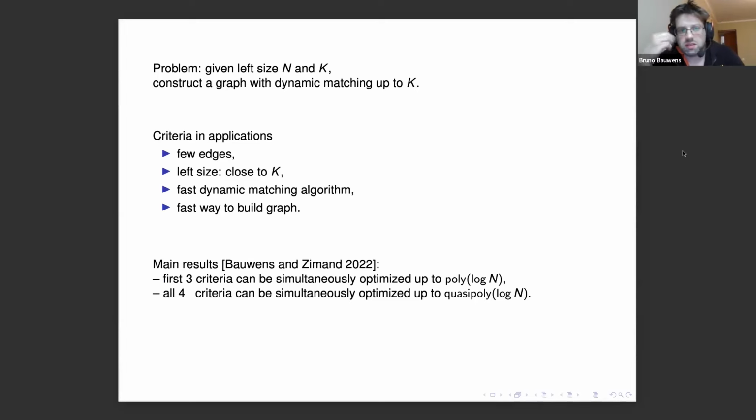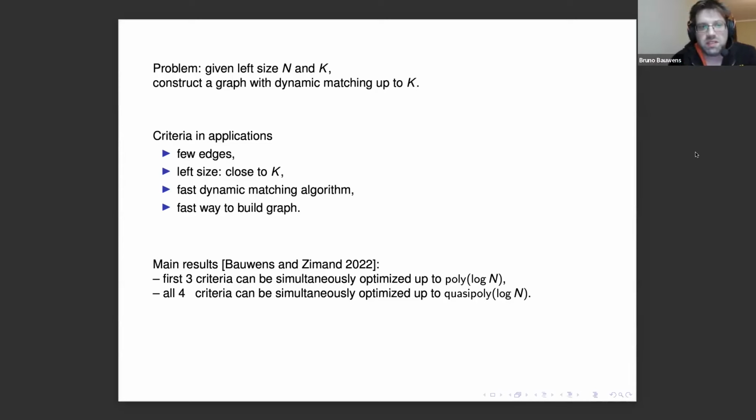And there are different criteria. What do they want? That the graph has few edges. Then the left size should be close to k. The lower bound: we cannot have matching up to k if the left set has fewer than k nodes. So k is a lower bound, and we want our graph to have left size close to k, not too much. Also, the matching strategy should be fast, and we want to build our graph fast.